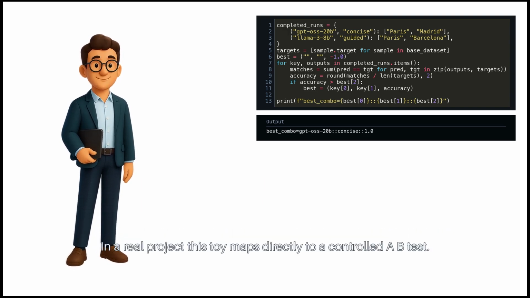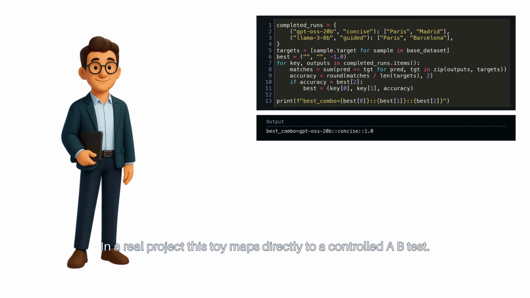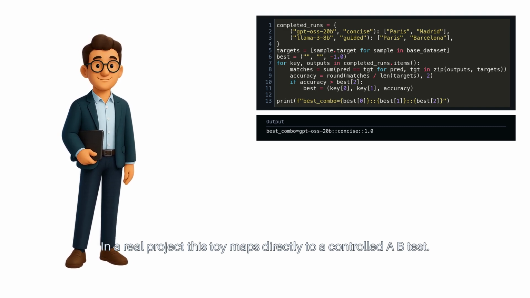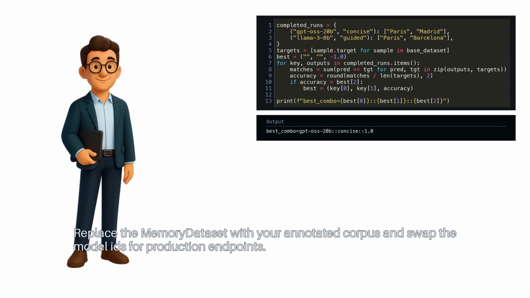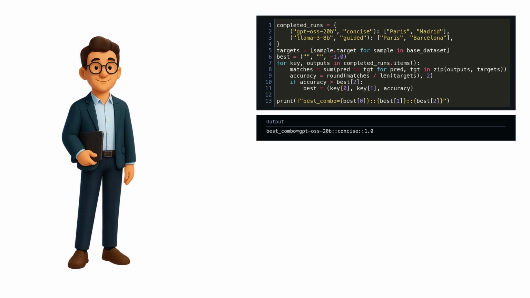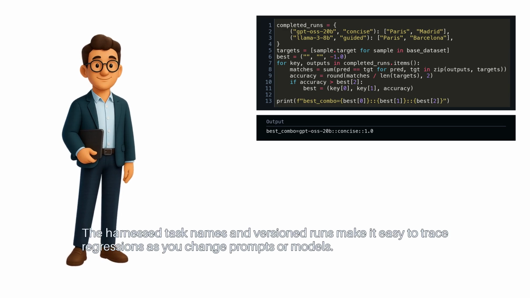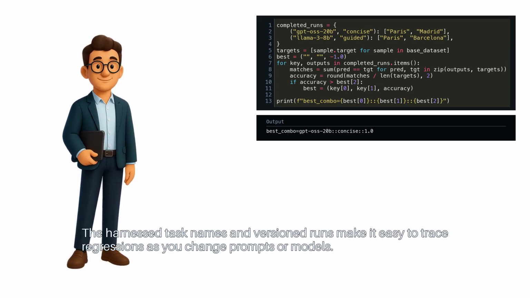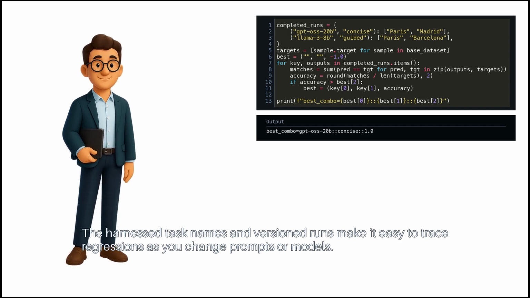In a real project, this toy maps directly to a controlled A/B test. Replace the memory dataset with your annotated corpus and swap the model IDs for production endpoints. The harnessed task names and versioned runs make it easy to trace regressions as you change prompts or models.